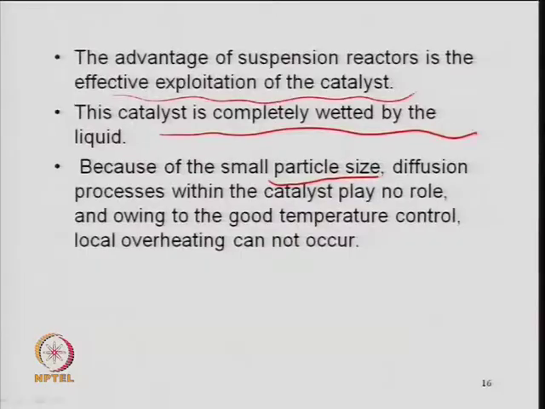And the catalyst is completely wetted. When you need a complete wetting surface, the smaller the particles, the better they are in contact with the liquid. So, the catalyst has enough time to contact with the liquid. All the time they are completely wetted, not partially wetted. So, efficiency will be higher. And the important one, what I already said, is that because of smaller particles, the diffusion within the catalyst plays no role, and then it will have good temperature control and local overheating can be avoided, because you have a stirrer. So, you have a well mixed reactor, and temperature gradient will not be an issue.